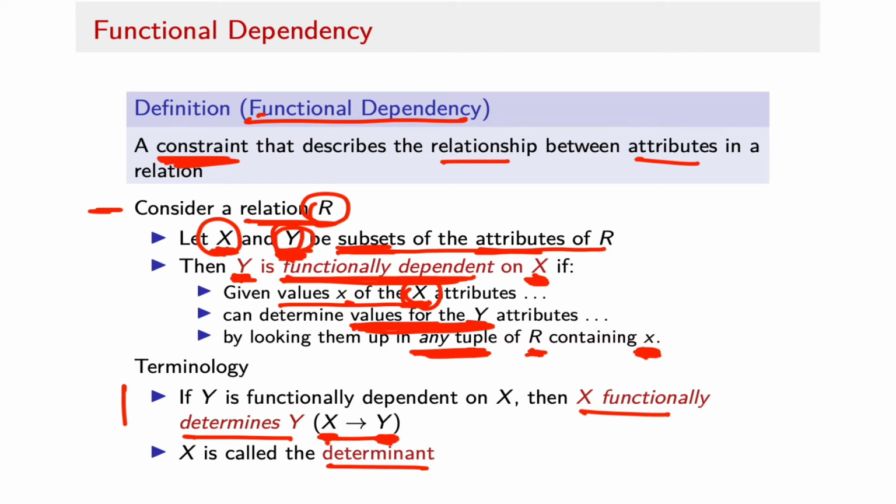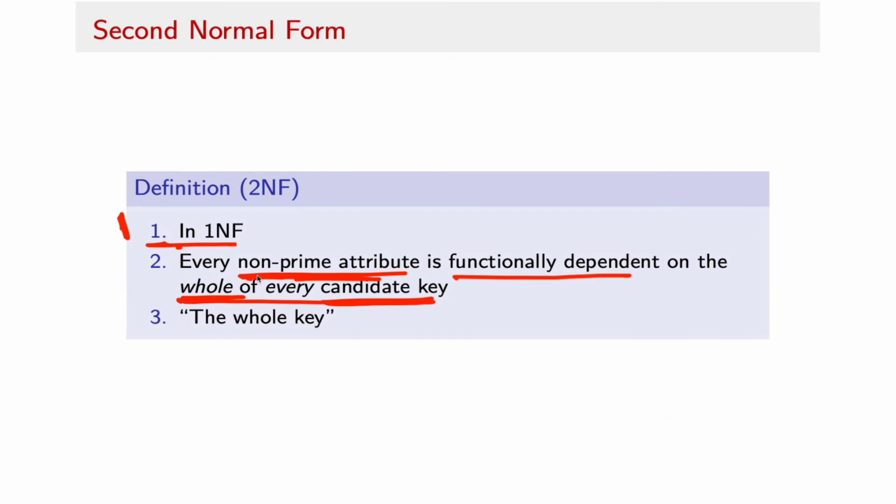So we want that relation to hold between the non-prime attributes and the whole of every candidate key in order to determine that a particular relation is in second normal form. If that second constraint doesn't hold, then we don't have a second normal form relation. And this notion that the non-prime attributes need to be functionally dependent on the entirety, the whole of every candidate key, is where we get this other silly saying that we use to distinguish these normal forms: it's not just dependent on the key, which is first normal form, it's dependent on the whole key, which is second normal form.